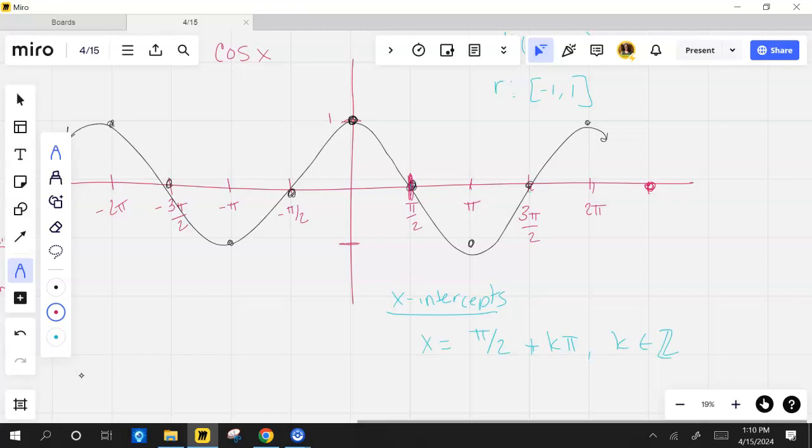Y-intercept. Zero, 1, or 1. How about asymptotes? None. As you shift, yeah. Amplitude's still 1, and period's still the same.